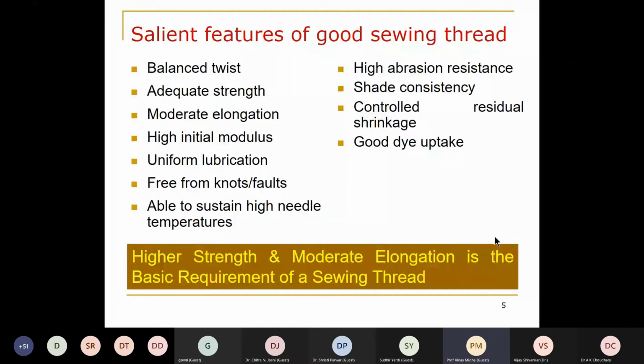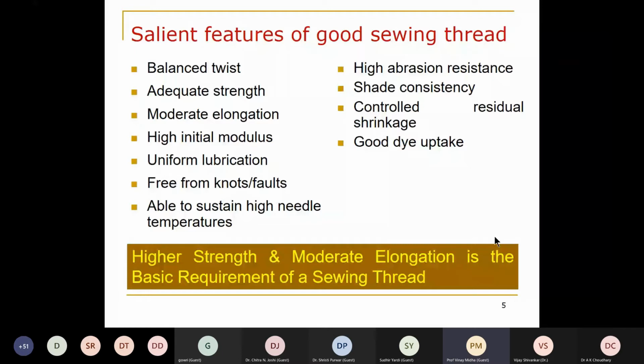Then lubrication: uniform lubrication has to be given so that it can easily pass through the needle eye. Basically, the sewing thread should glide through the needle eye. The lubrication should be such that it glides during its passage through the needle eye and does not get damaged.